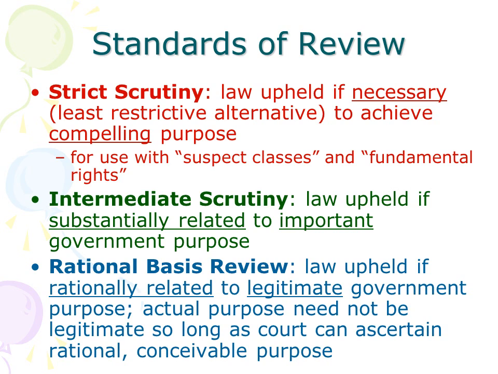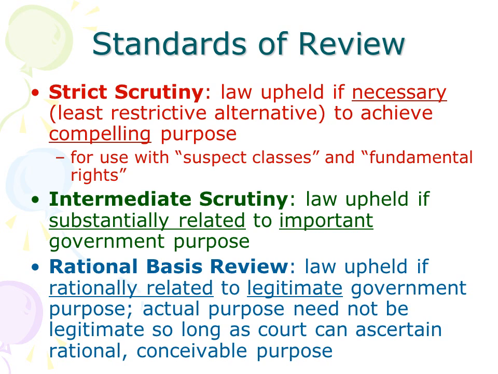The first is called strict scrutiny. Strict scrutiny says, okay, the law which was put in place by the state can be upheld, so it's not going to be struck down, if it is necessary, the least restrictive alternative, to achieve a compelling governmental purpose. We use this with suspect classes and with fundamental rights, which we'll talk about in a minute. So that's the highest level of scrutiny. It's got to be necessary to achieve a compelling purpose.